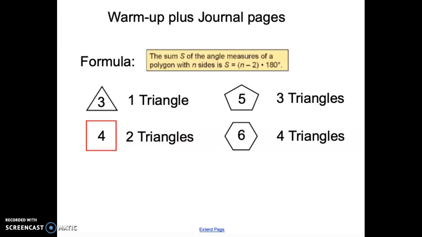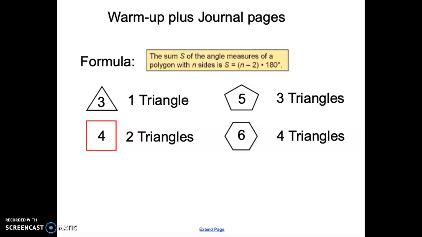All right, let's move on. So really, in your warm-up, if you've done your warm-up and your journal pages, you probably have come up with some kind of formula or some kind of idea. In coming up with that idea, we look at, well, when we have a triangle, three-sided, we have one triangle. With four-sided, we had two triangles. With five, we had three. With six, we have four.